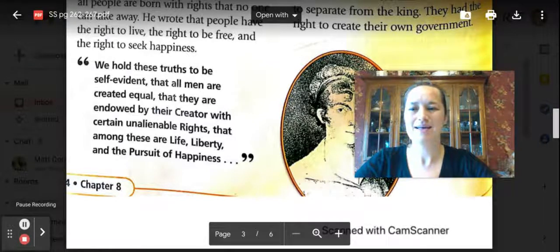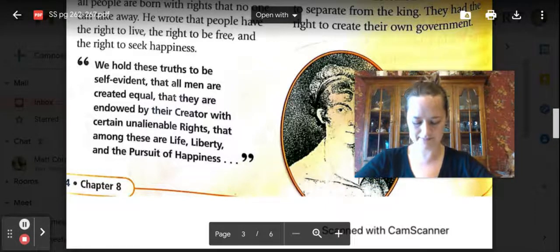So here is a very famous quote from the Declaration of Independence. You will be hearing this a lot in your life, and this is where it comes from. It says, "We hold these truths to be self-evident, that all men are created equal, that they are endowed by their Creator with certain unalienable rights, that among these are life, liberty, and the pursuit of happiness."